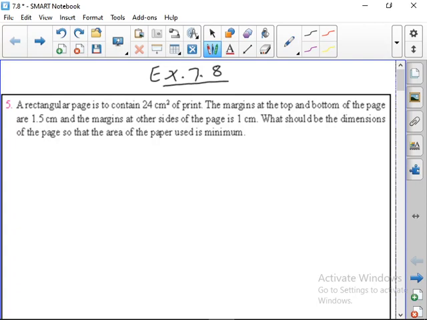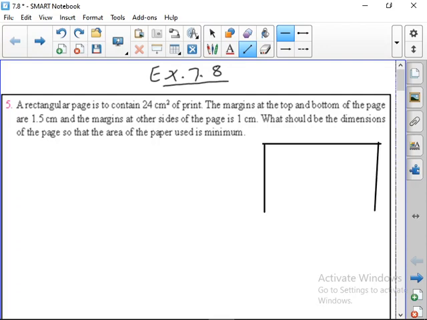The question is: a rectangular page. So, draw a neat rectangle. It contains 24 centimeter square of print. The margins at the top and bottom of the page are 1.5 centimeter.